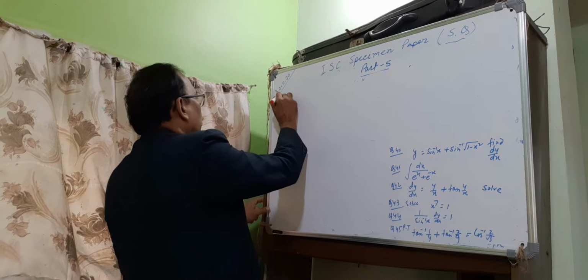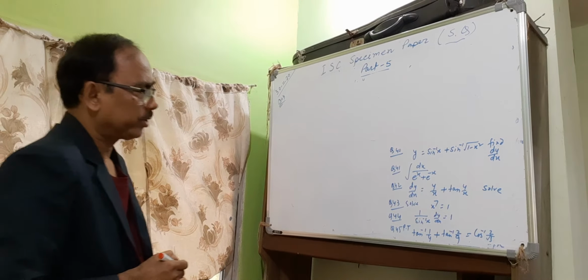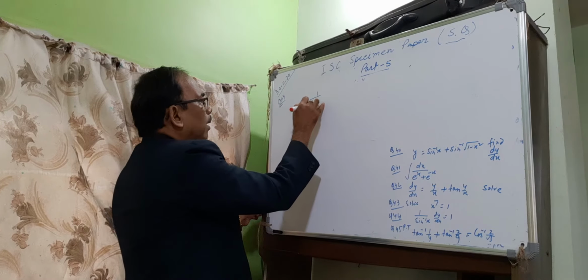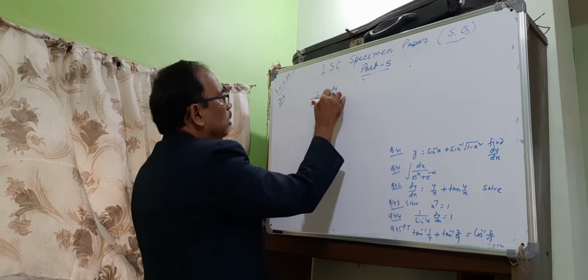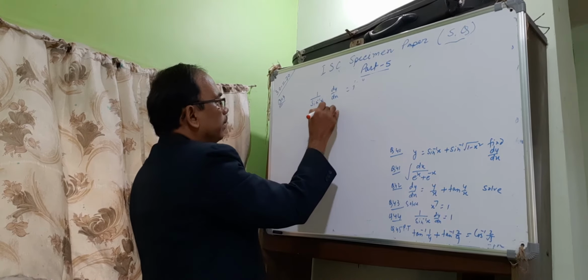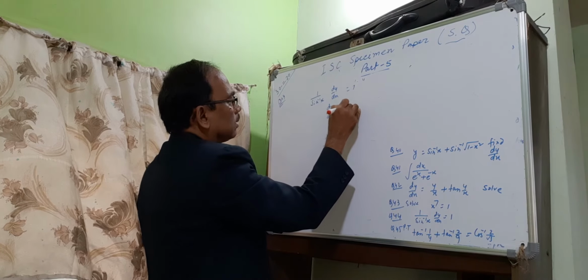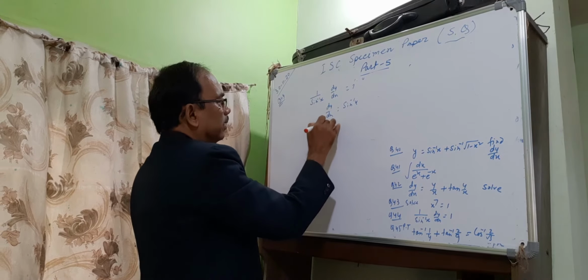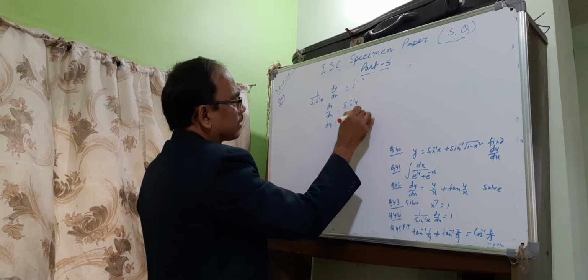Sum number 44. It is also a differential equation sum. 1 by sine inverse x, dy by dx equals 1. Then dy by dx equals sine inverse x. Then dy equals sine inverse x dx.